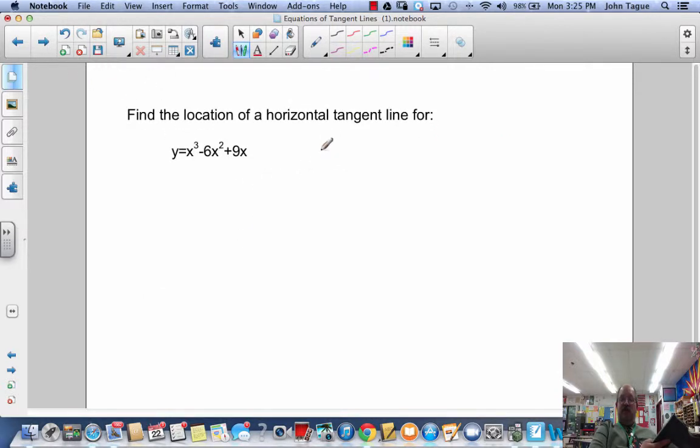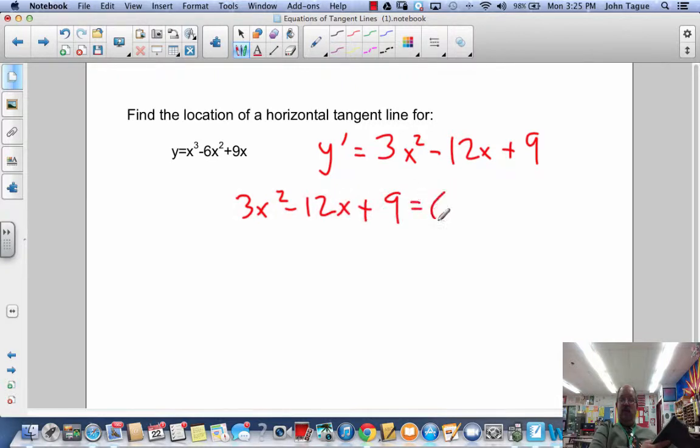So, first thing we need to do is find the derivative. Y primed equals 3x squared minus 12x plus 9. There's the derivative. We want to know where that derivative is equal to 0. We want to know where the slope of the tangent line, the derivative, is equal to 0. Okay, so we could use the quadratic formula, but I'm noticing that everything, conveniently enough, is divisible by 3. So I'm going to pull a 3 out and make this that.